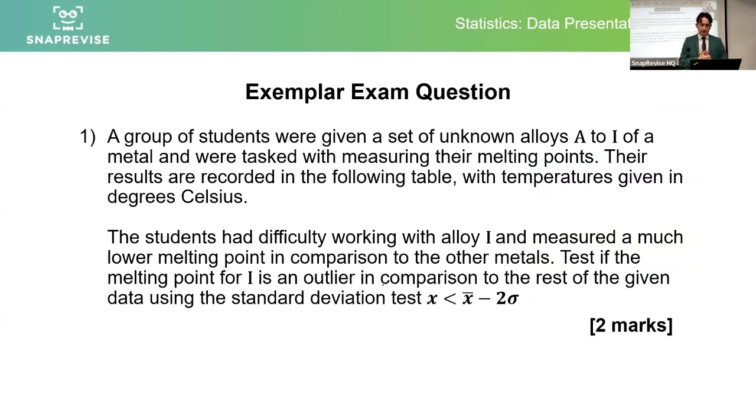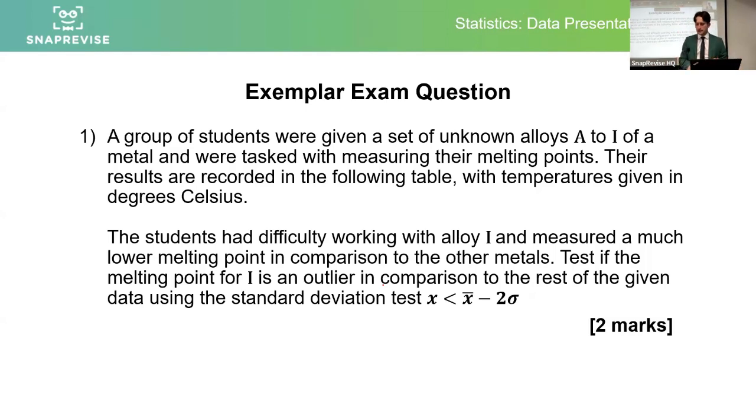So let's actually look at this, and they've prescriptively described how you're going to work out if it's an outlier. Okay, so let's look at this one. A group of students were given a set of unknown alloys, A to I, of a metal, and were asked to measure the melting points. The results are recorded in the table, and the temperatures are given in degrees Celsius. The students had difficulty working with alloy I and measured a much lower melting point. Test if the melting point is an outlier, and use the standard deviation test: is it less than 2 standard deviations below the mean?